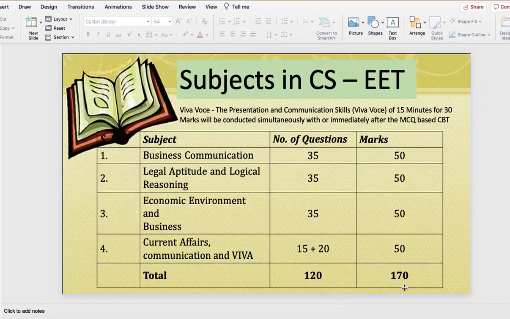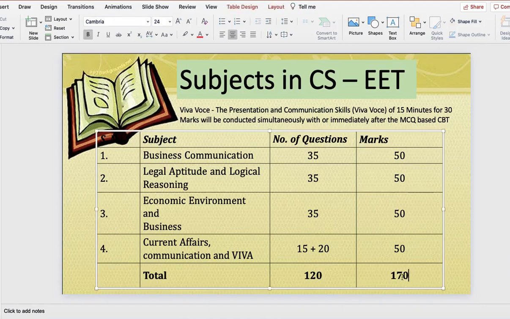Okay, so look at the first level of the company secretary course. Subjects: we have business communication, 35 questions and 50 marks. We have legal aptitude and logical reasoning, 35 questions and 50 marks. That means some questions will carry 2 marks and some questions will carry 1 mark. Economics and business environment, we have 35 questions and 50 marks. Current affairs, communication and viva: current affairs exclusive, 15 questions, and communication related 20 questions. Overall 50 marks.